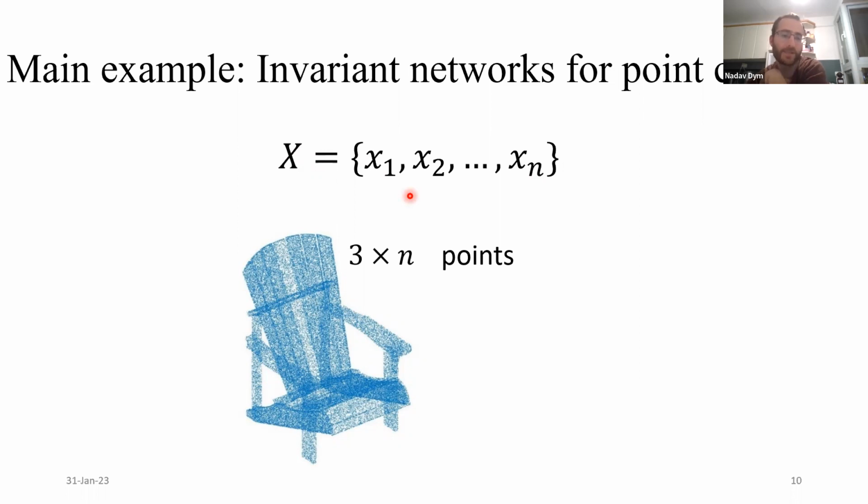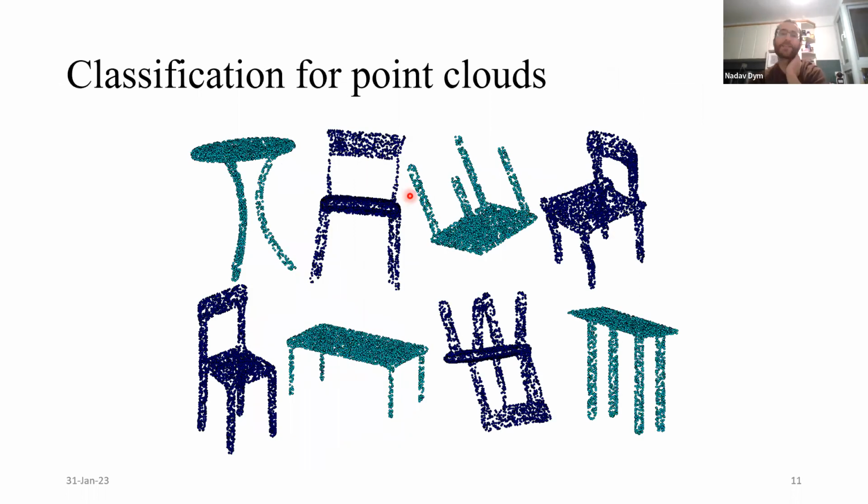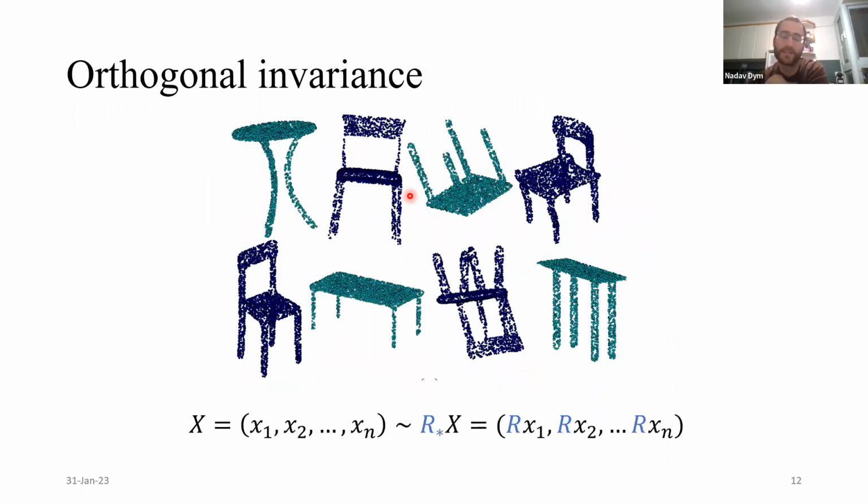This is a pretty common way to represent shapes. Then you could have, let's say, a classification task where you have many point clouds and you want to classify them. Let's say you want to say that tables are tables and chairs are chairs. That has symmetries of its own. One type of symmetry that stands out from this picture is orthogonal invariance. If you apply some orthogonal transformation to the chair and turn it around, it's still a chair, and the same for the tables. So you'd like your hypothesis class to be invariant to that.